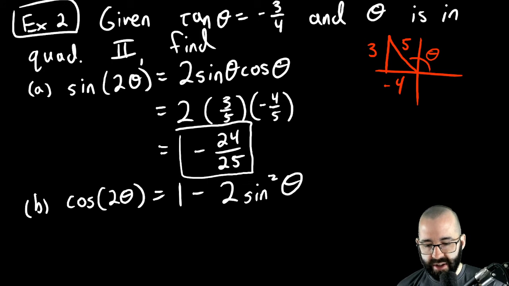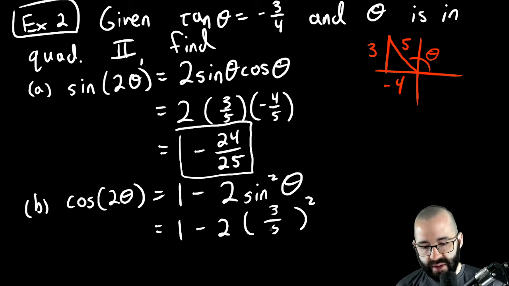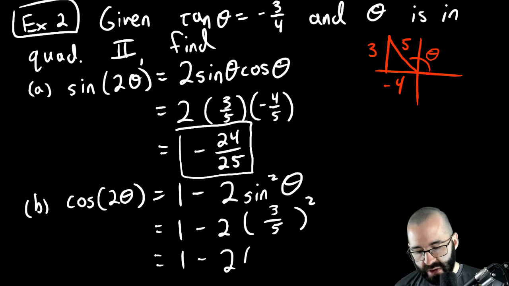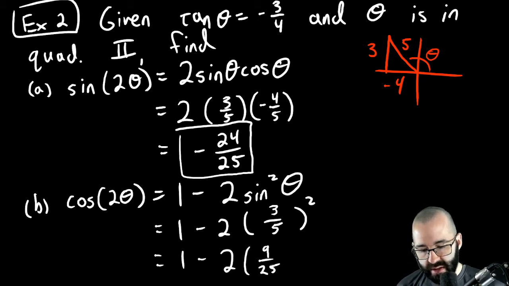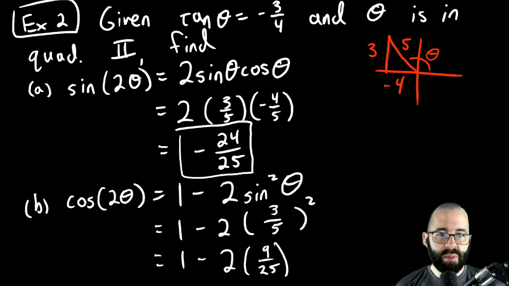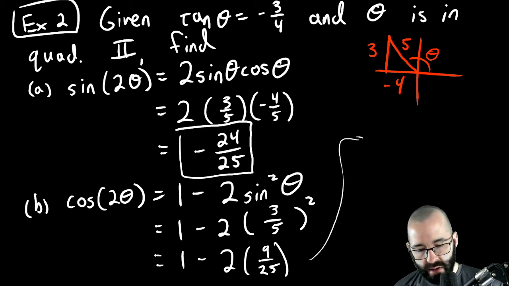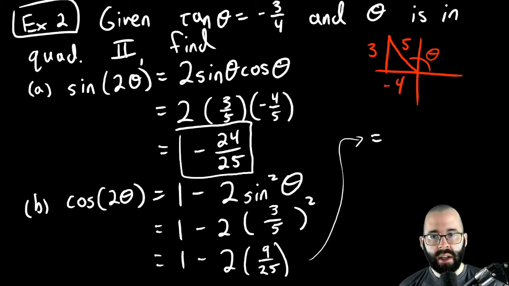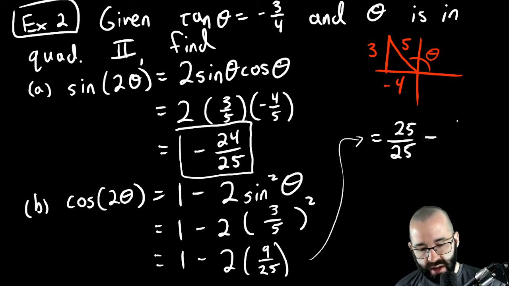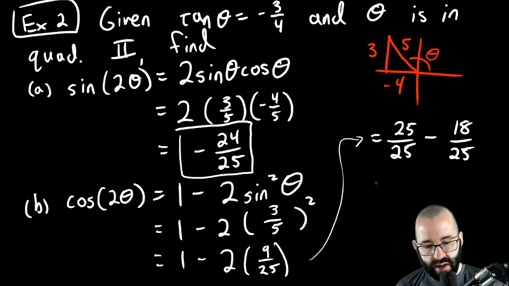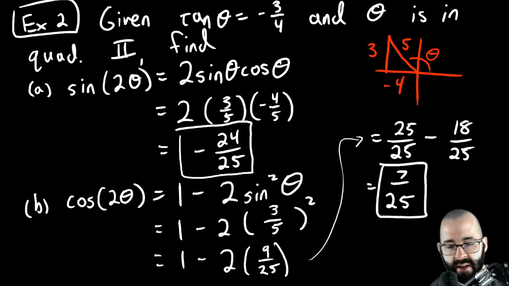All right, then I'm using this formula. 1 minus 2 sine squared theta. Well, we already found sine of theta to be 3/5. Now we have to square it, to get 1 minus 2 times 9 over 25. We'll have to simplify this. Get a common denominator. 1 becomes 25 over 25 minus 18 over 25. And we should get 7 over 25 as the cosine of 2 theta.